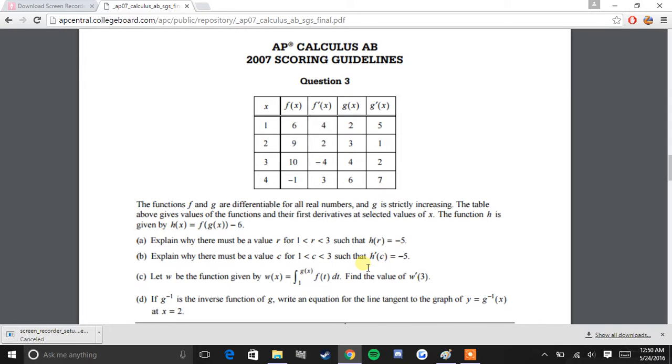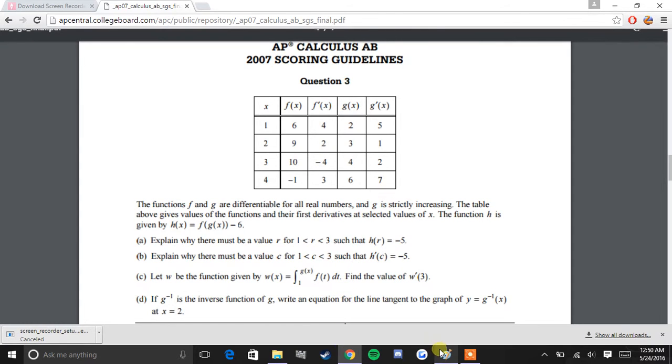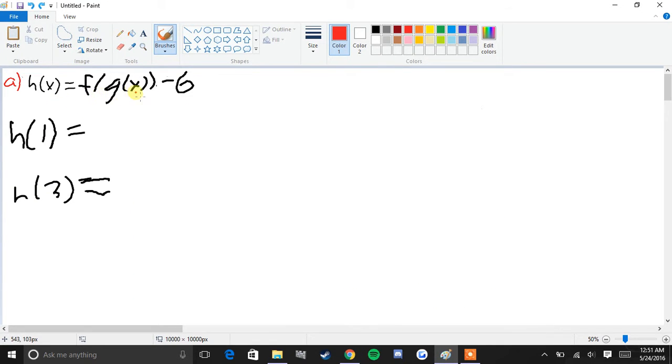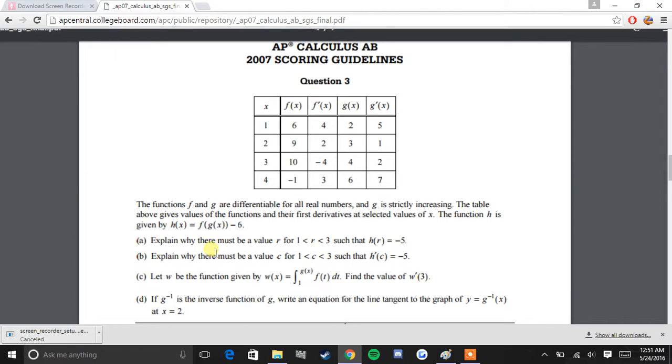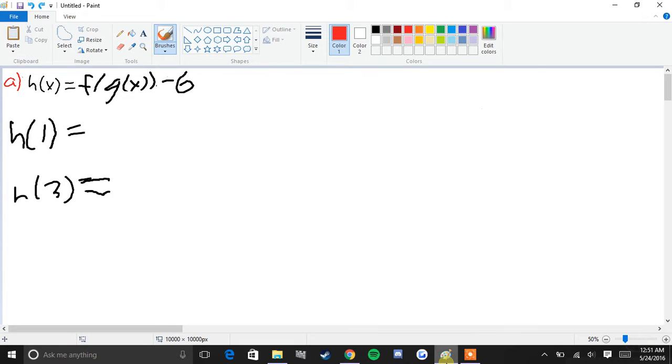Part A is asking, explain why there must be a value r for 1 is less than r, which is less than 3, such that h of r equals -5. This already sounds like an intermediate value theorem problem. We want to show h of r equals -5 on this interval. I've already written down h of x equals f of g of x minus 6, because College Board gave this to you in the first part of the question. Since we're looking on the interval 1 to 3, that's what we want to plug in as x.